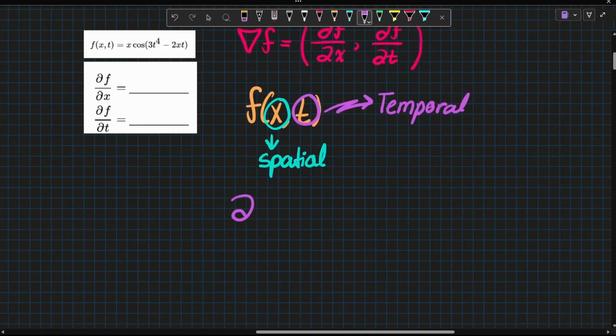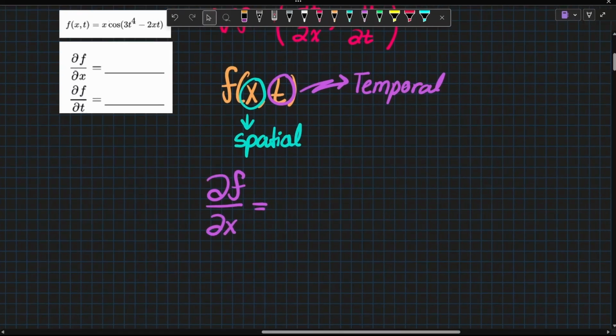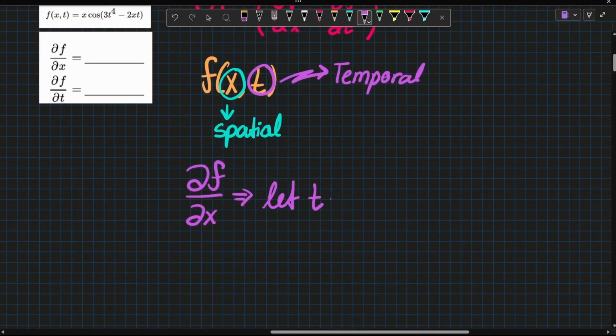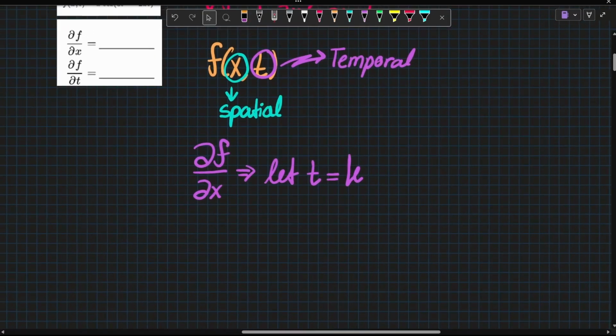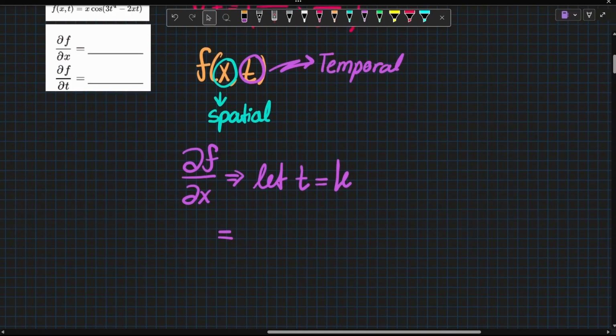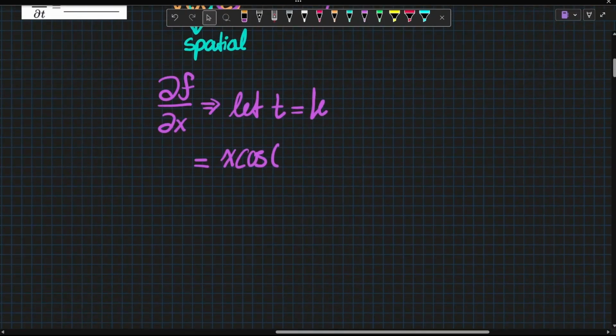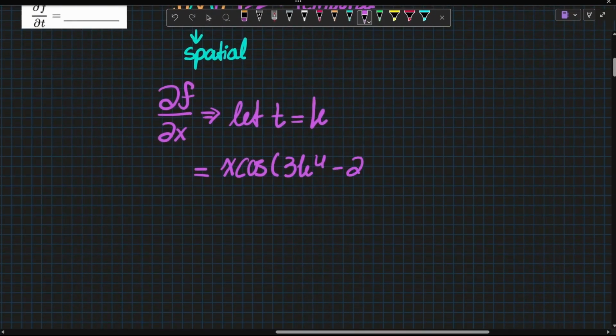So for del f in terms of del x, this would be when we let t be constant. Now just to make it more clear that t is constant, I'm going to give it a variable k, and usually in math we denote constants as n, c, k, l, whatever. I'm going to use k. So everywhere where there's a t, just to make it more clear that we are working with x only, we have 3k to the 4 minus 2kx.